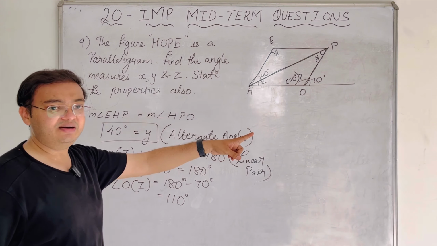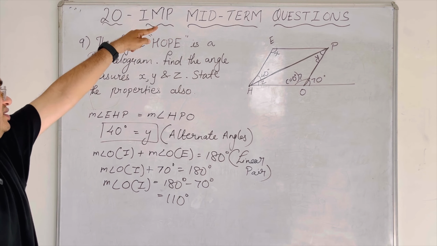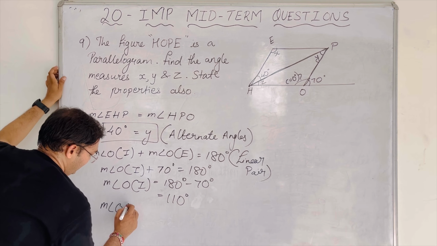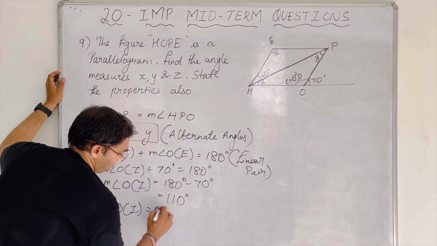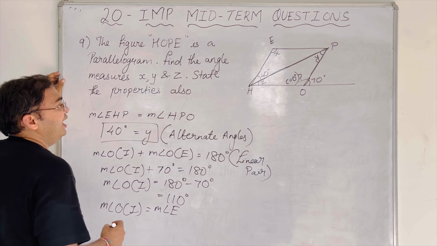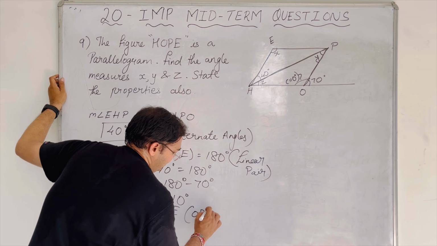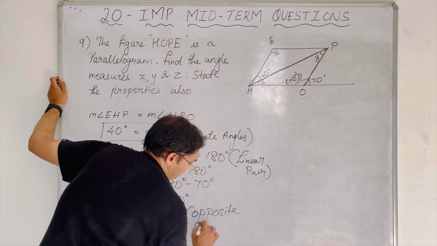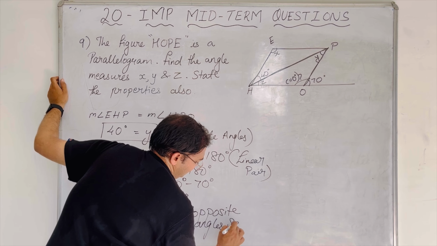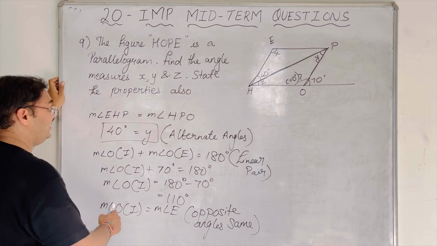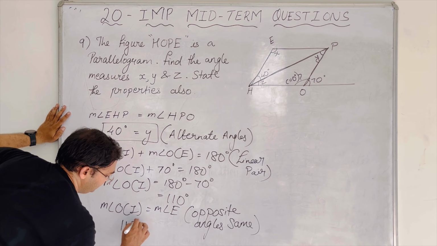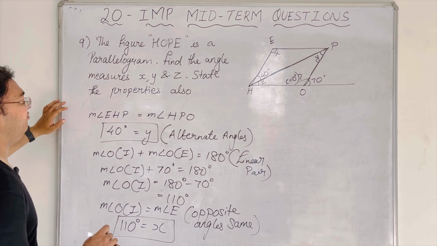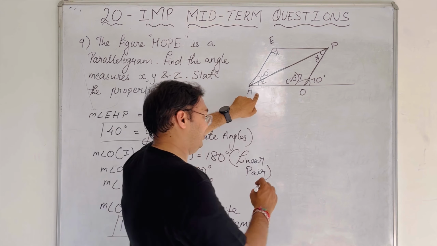Now I know the measurement of angle O interior, which is equal to the measurement of angle E. So the measurement of angle O interior is equal to the measurement of angle E. And what's the reason? Opposite angles are the same. So it's so easy: 110 degrees is equal to x. So I have found x also, I have found y also, and now it's time to find z.